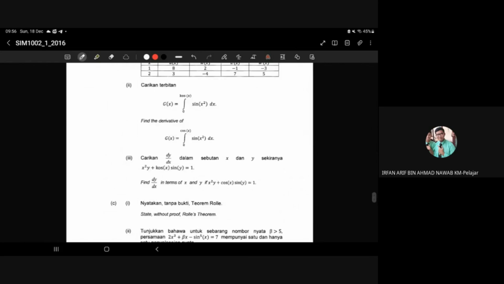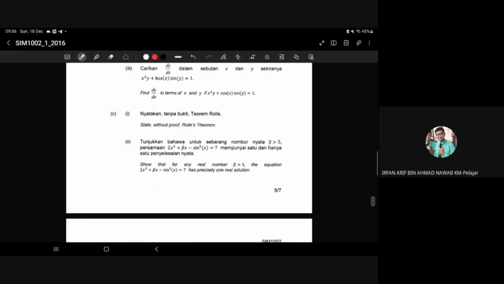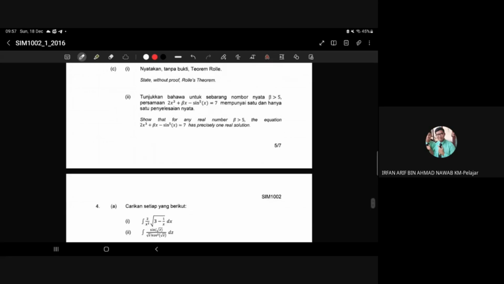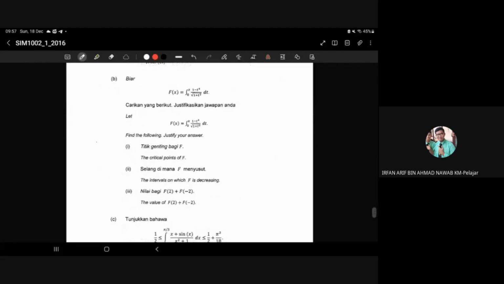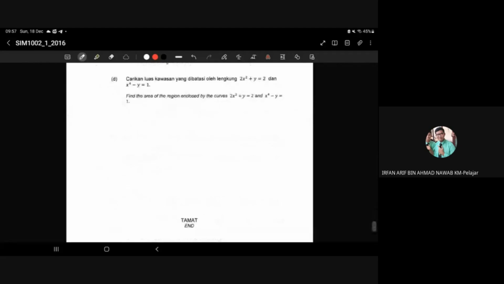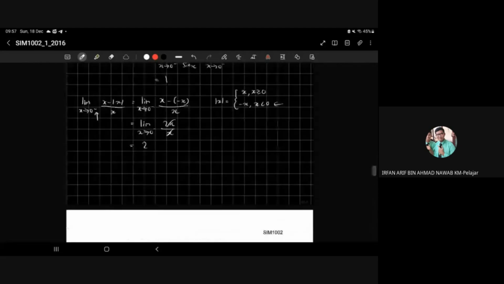All right, so then integration, Rolle's theorem. Remember about Rolle's theorem? Where if f of a and f of b are equal, then f prime of c is equal to 0, right? And then, yes, the equation has precisely one solution. Here are the computing integration questions, and that is basically it.